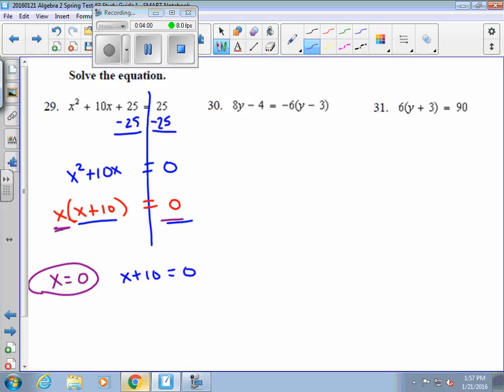The other one is when we undo plus 10 by subtracting it on both sides. 0 minus 10, x's value is negative 10. So the two answers that go with this one are both 0 and negative 10.